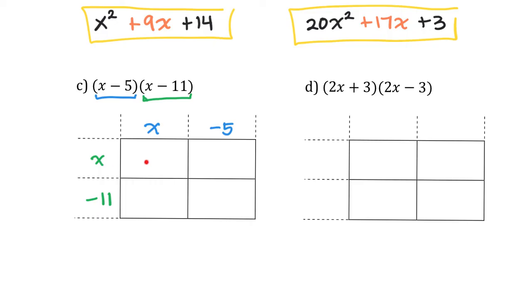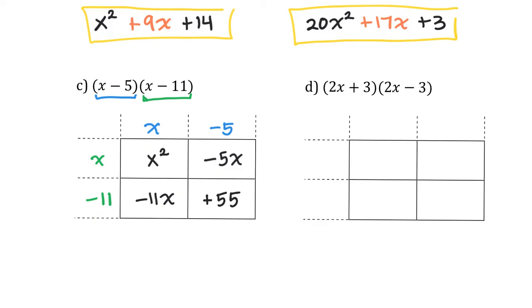In this box, x times x is x squared. In this box, negative 5 times x is negative 5x. In this box, negative 11 times x is negative 11x. In this box, negative 5 times negative 11, a negative times a negative is a positive, so this will be positive 55.